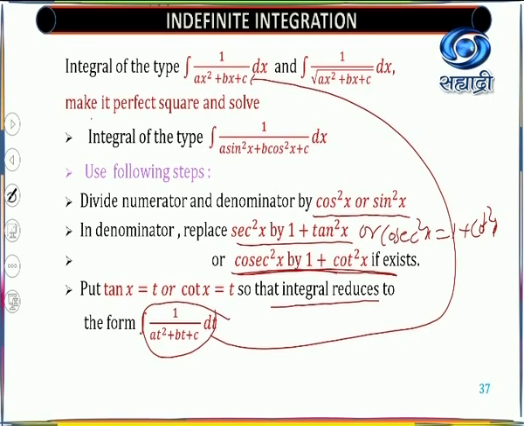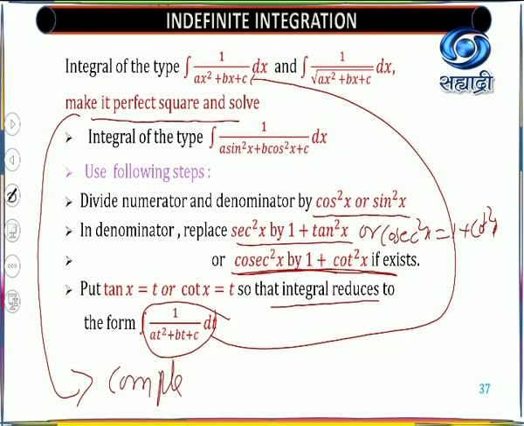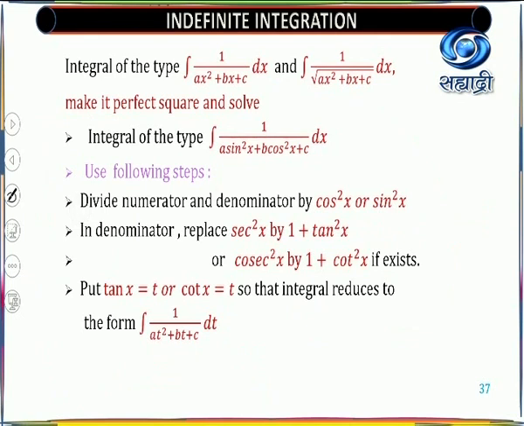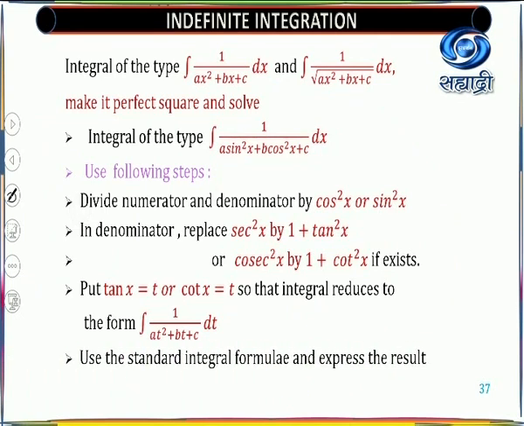So again, what is your procedure? After getting the standard form, your next procedure is completing the square. You have to follow that here again. That will be the next step. So again you need to solve this type of example by using completing the square, and after this, use the standard integration formula and express that in the result.